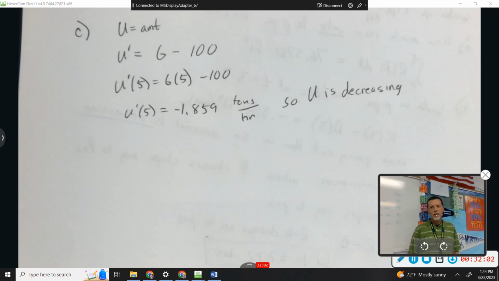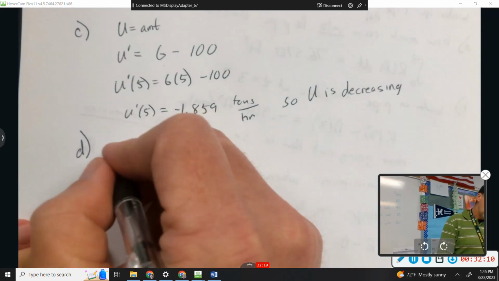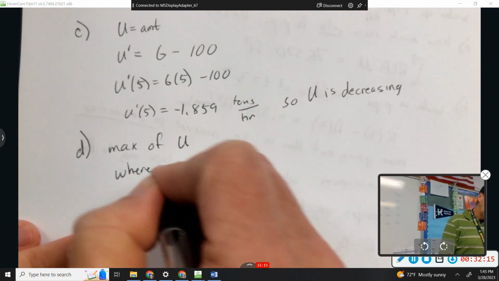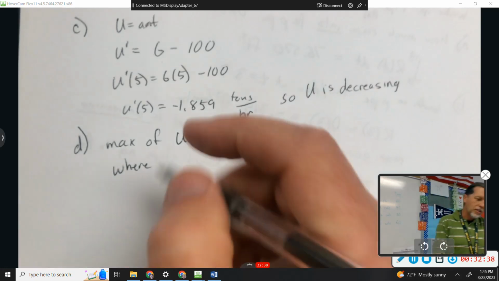Okay, next one's asking about a maximum. What is the maximum amount of unprocessed gravel? So the max of U would be where, so ignore all the rest of this problem for now. Where's the max of U? Just answer that very generically. Where does U have a max? At 0? Because that's 500? No. Just generally speaking, not even for this problem, how do I know where f of x has a maximum? When it changes from positive to negative. When U prime changes from positive to negative.